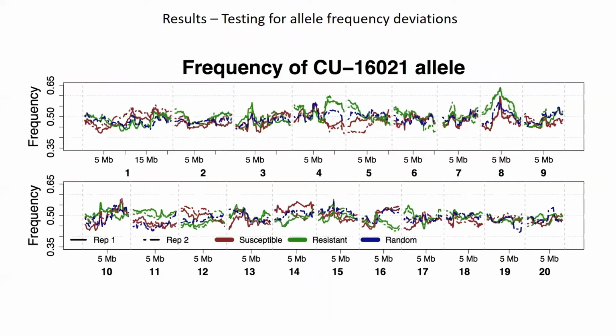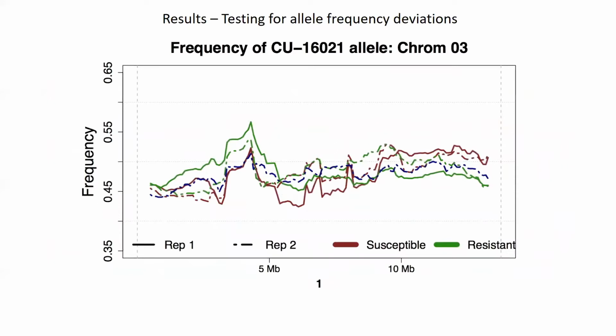This is the frequency of the allele derived from the resistant parent in each of the 5 DNA pools, 2 susceptible pools, 2 resistant pools, and 1 random pool. In any region that's not in LD with a polymorphism that affects the trait, we expect allele frequencies in these 5 pools to be the same, taking into account some noise from sampling individuals and from sequencing error. So that's what we see, for example, on chromosome 3. The frequencies in these 5 pools fluctuate across the chromosome, but they don't deviate from one another.